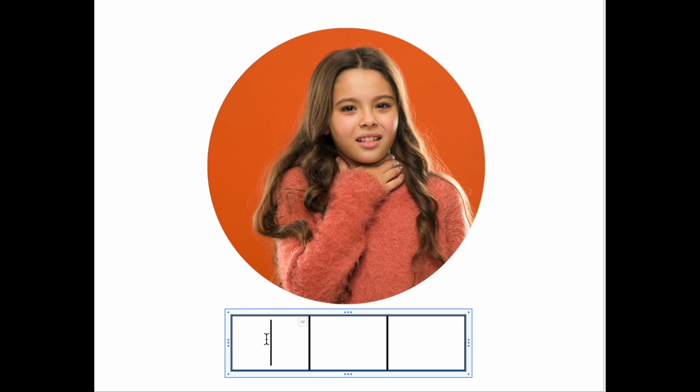What's the first sound you hear? What letter makes the sound? The letter H. What's the next sound you hear? Or. The or sound is going to be spelled O-A-R. This is different from the animal horse, which sounds the same but is spelled differently.